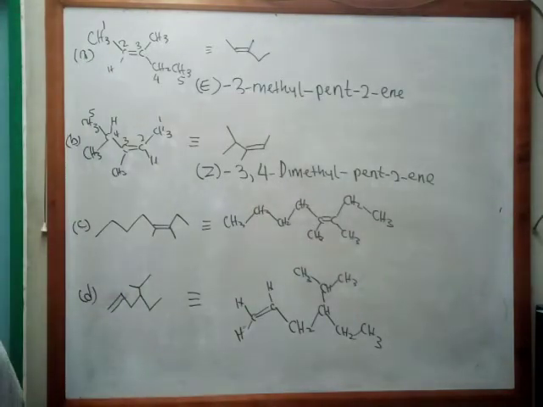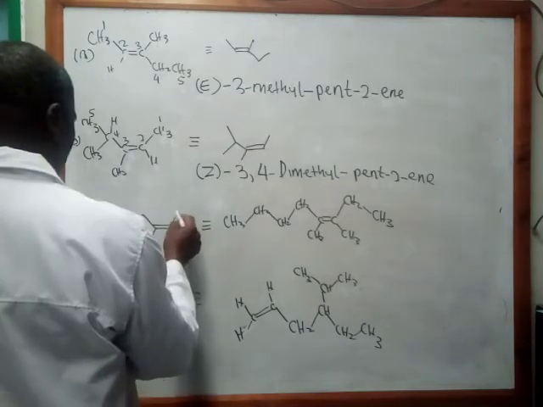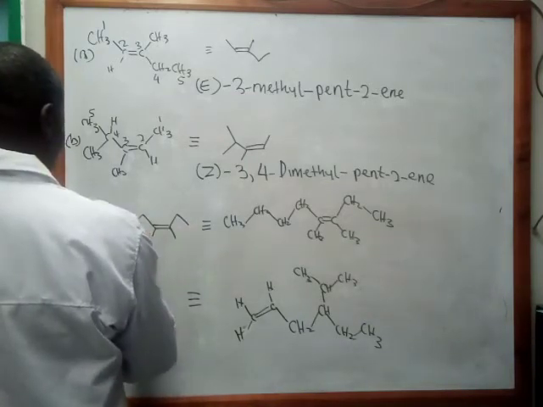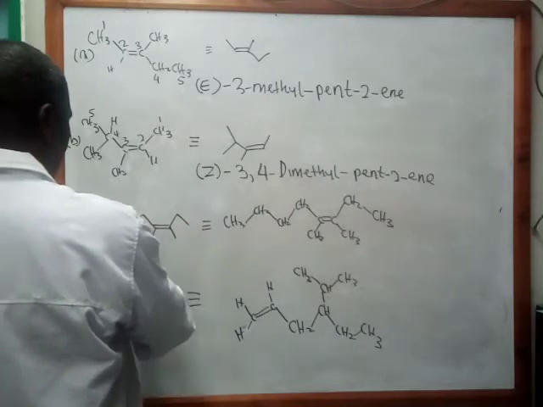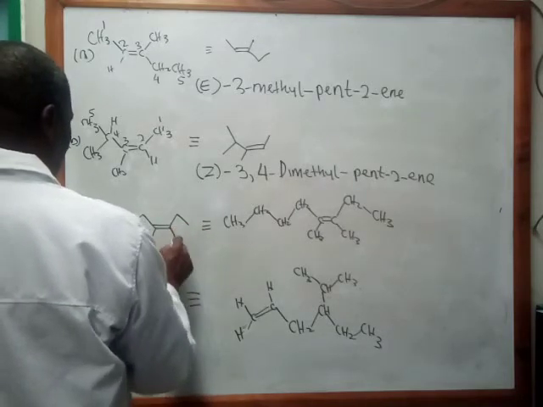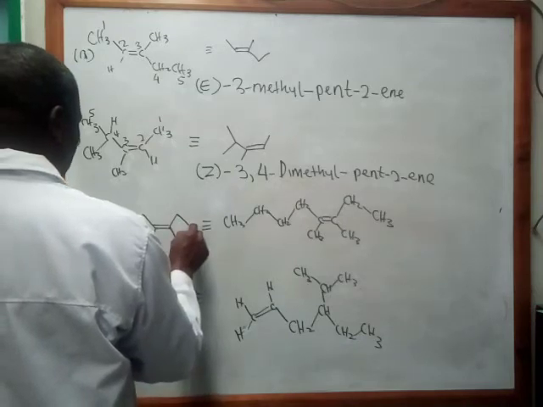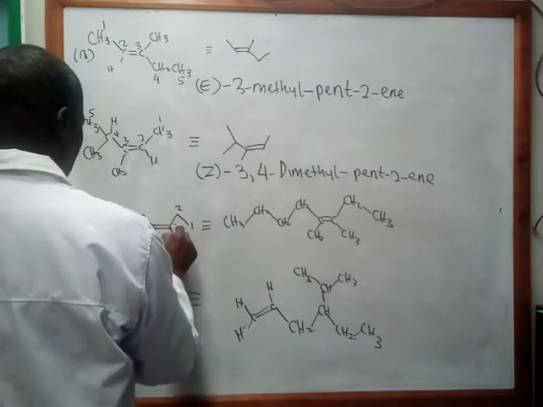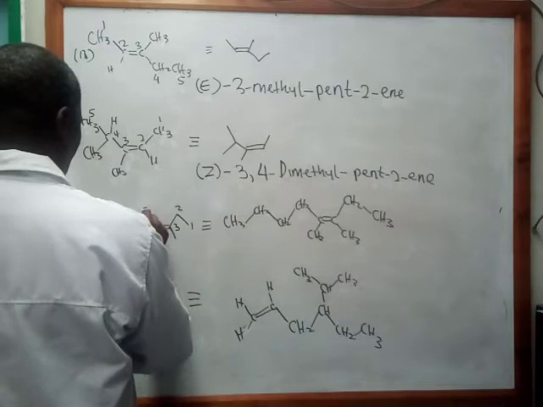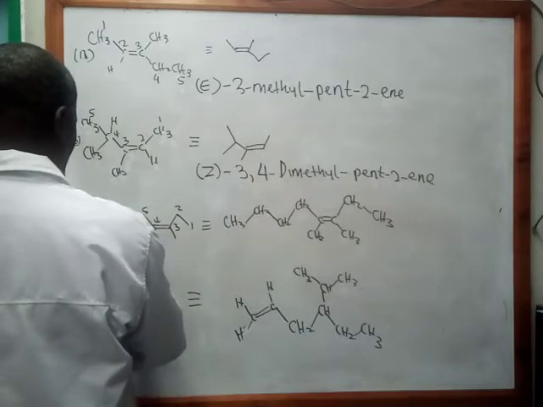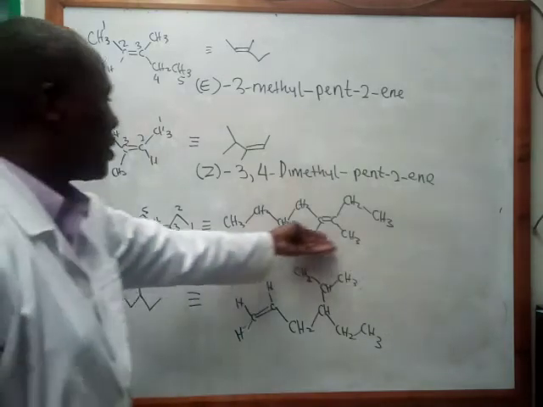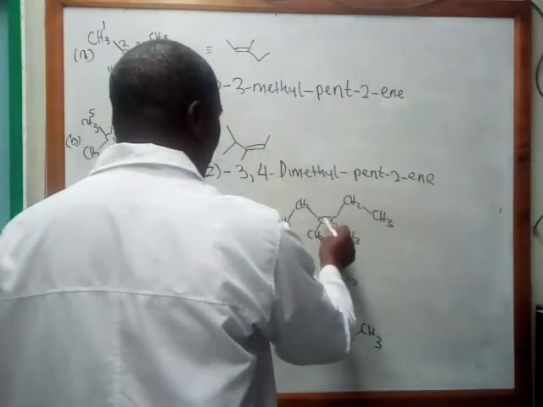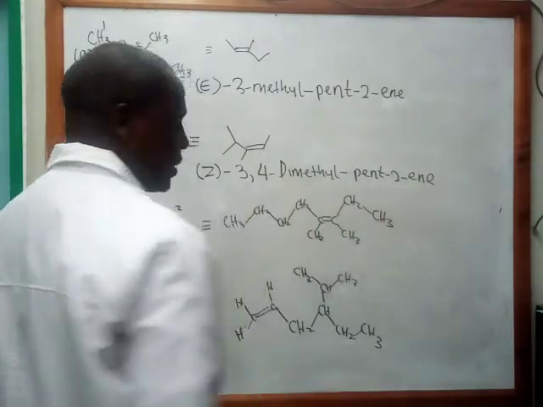So let me see. 1, 2, 3, 4, 5, 6, 7, 8. 1, 2. So in this case, moving from this side, you give the double bond the lowest number. This is the shortest. So the longest carbon chain is from here. 1, 2, 3, 4, 5, 6, 7, and 8. Have you seen that? It's also similar to this one. 1, 2, 3, 4, 5, 6, 7, 8.